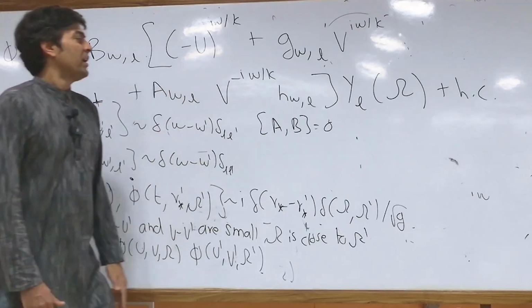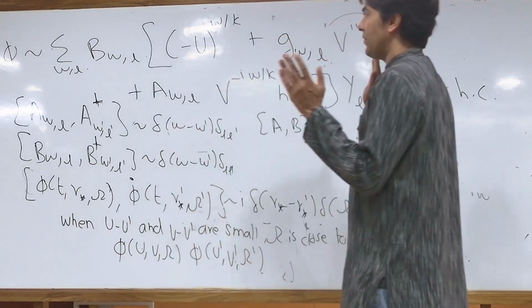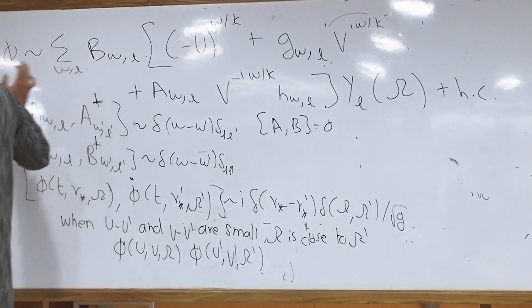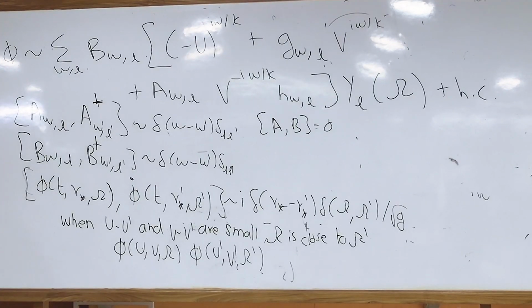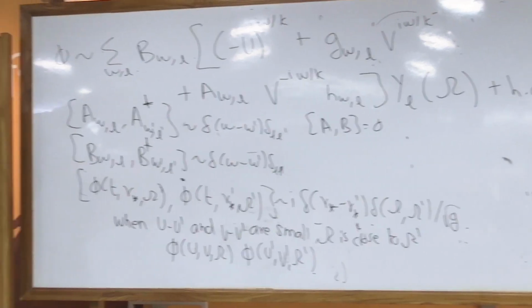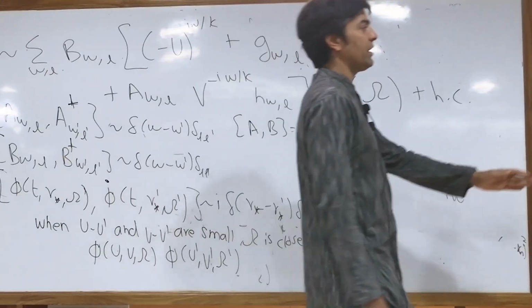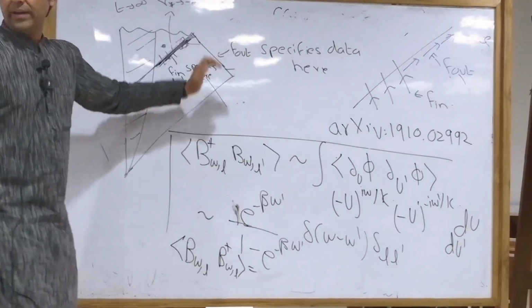Okay, good. Then I said, aha, now I have a bright idea. I want to compute the 2-point function of these b's. Why do I want to compute the 2-point function of the b's? Because these b's were defined by the boundary condition that they were outgoing modes. So if I compute the 2-point function of the b's, it tells me what is the occupancy of the radiation that comes out here. Right?